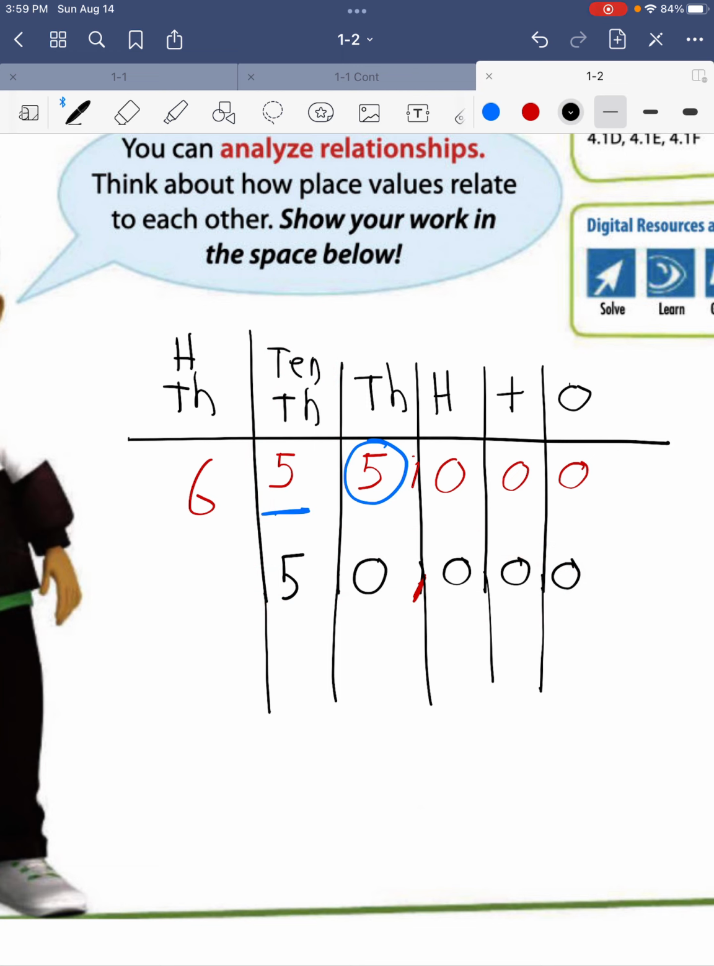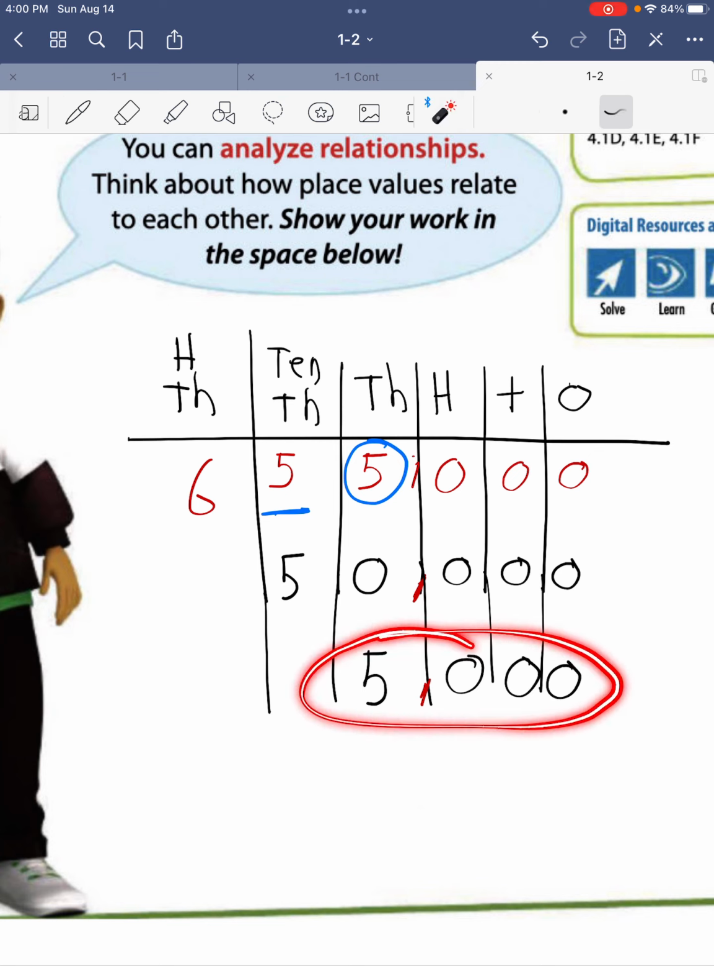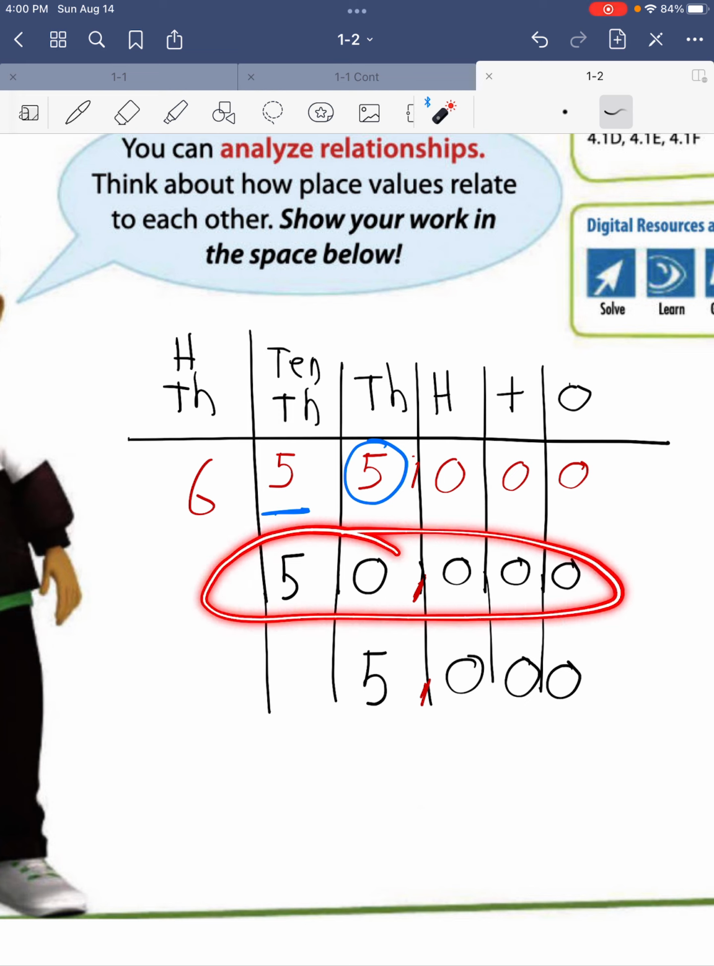Now let me do the same thing for the 5 in the thousands place. Okay, if I drop it down, and I drop down my comma, and everything else becomes a 0, I get 5,000. And it makes sense because the 5 is in the thousands place. Okay. So I notice that this number is longer. It's bigger than this number.